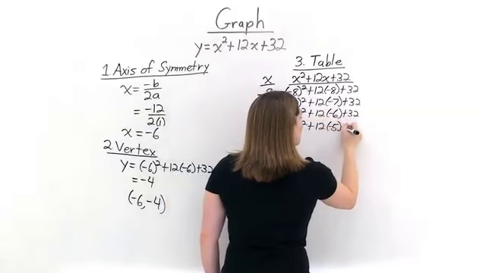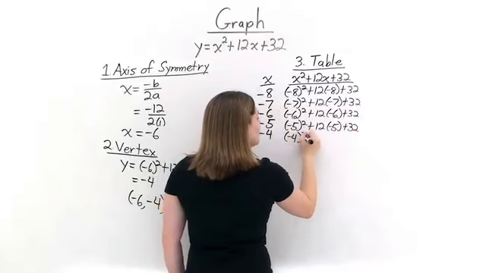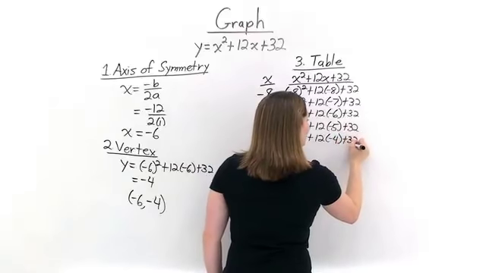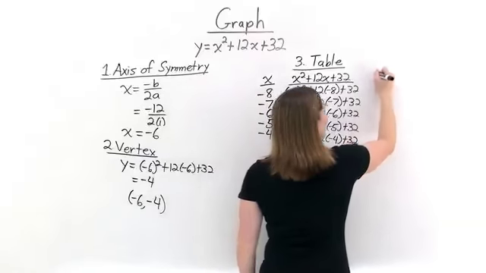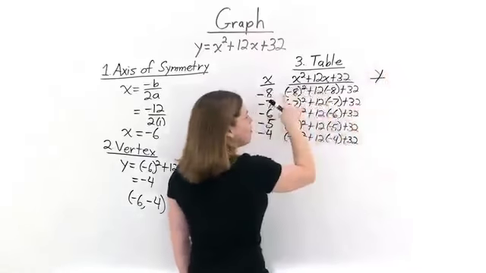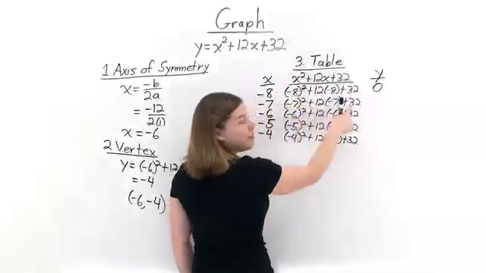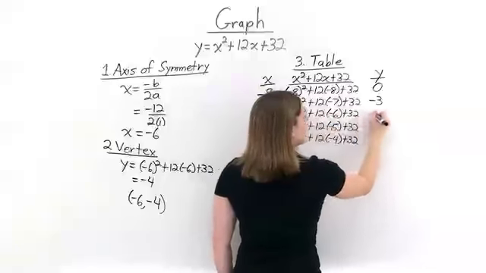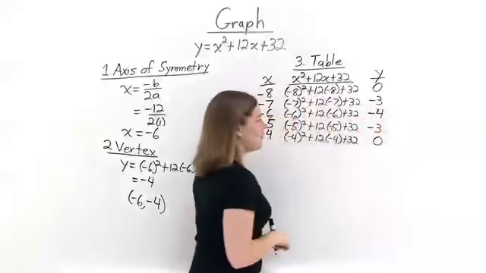Now when we're done plugging in each one of these values into our expression, we need to simplify each one of these expressions in order to get our y value. So we need to take each expression and simplify it to get y. Here, when we simplify our expression, we get that y is equal to 0. Here, when we simplify, we get y is equal to negative 3. Here, we get negative 4, then negative 3, then 0.